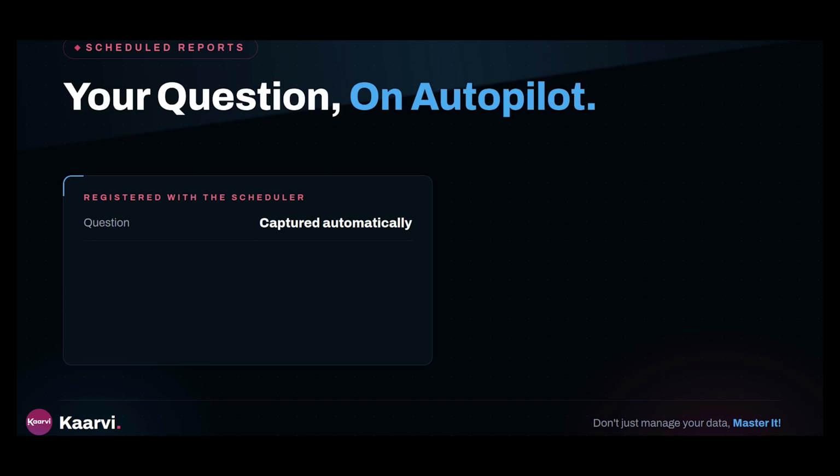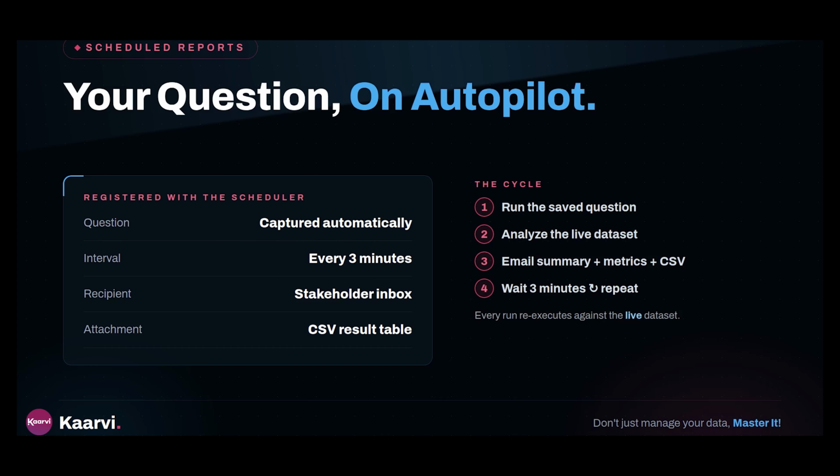While we wait for the first scheduled run, here's what Kaarvi has registered behind the scenes. The natural language question, the 3-minute interval, the recipient, and the CSV attachment are all locked in. From here, every run re-executes the same question against the live dataset and emails the latest answer automatically.